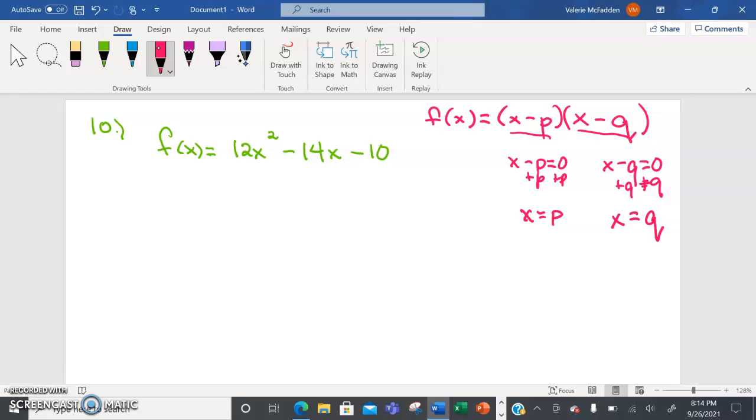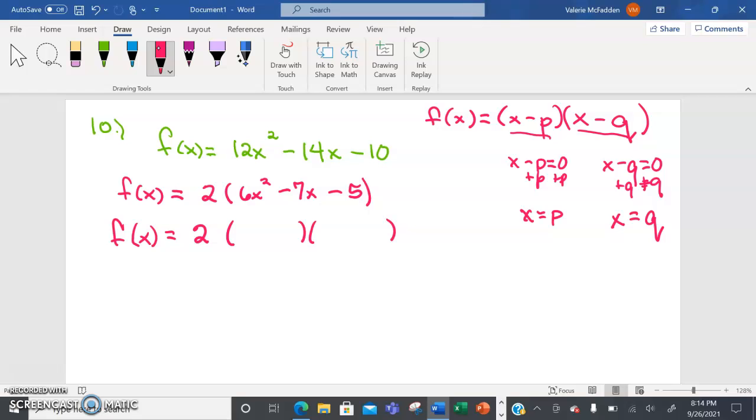Okay, so we want to factor first. We want to get it into factored form, which is intercept form. So we have f of x equals. Our first rule of factoring is to always look for a GCF. You see that 2 goes into all terms, so we have 6x squared minus 7x minus 5. And continue factoring. We have 2, open, close, open, close.